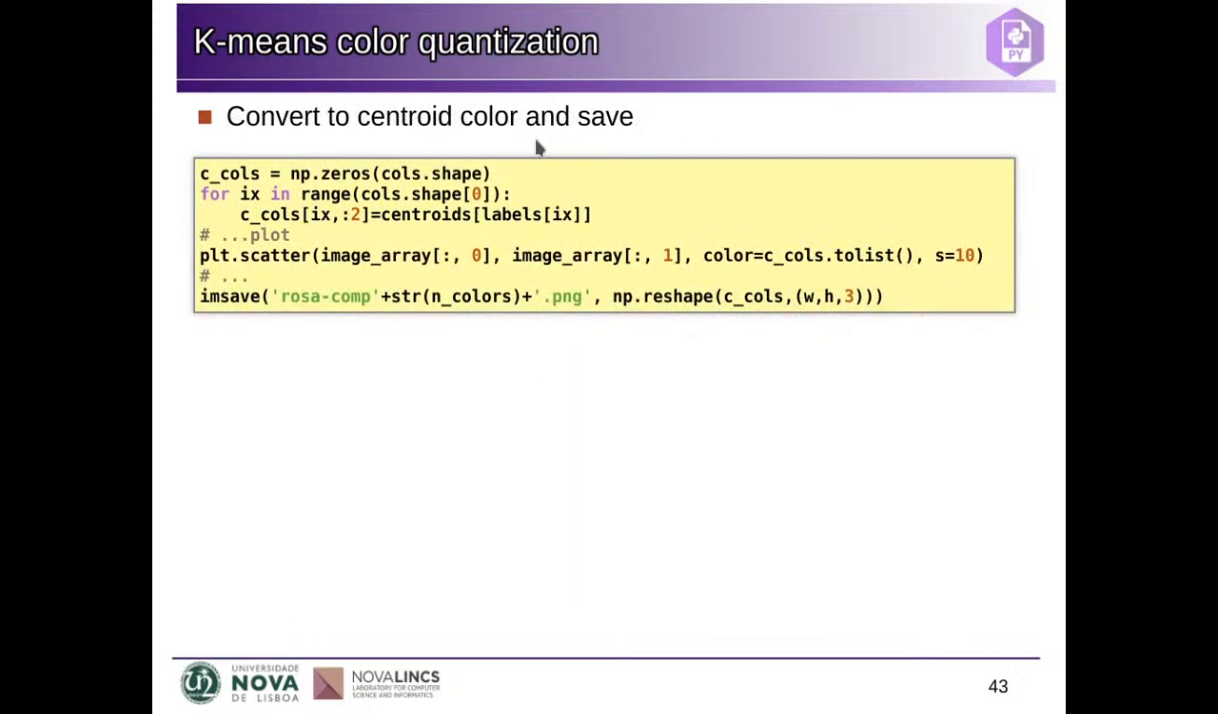But we can use the centroids, and assign the colors to the pixels. We can do it like this. We create a new matrix for our colors with the same shape as the original one. And now for each row in this matrix, that is for each pixel, we're going to see what centroid the pixel corresponds to.